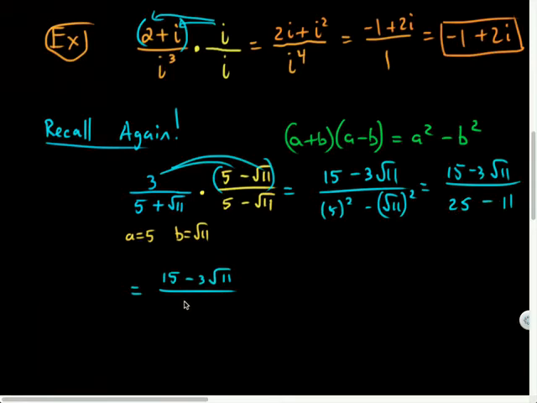25 minus 11, what's that, 14? Yes. Okay. Wait, should I do 15 minus 3 up top? No, because 3 is multiplying by that.